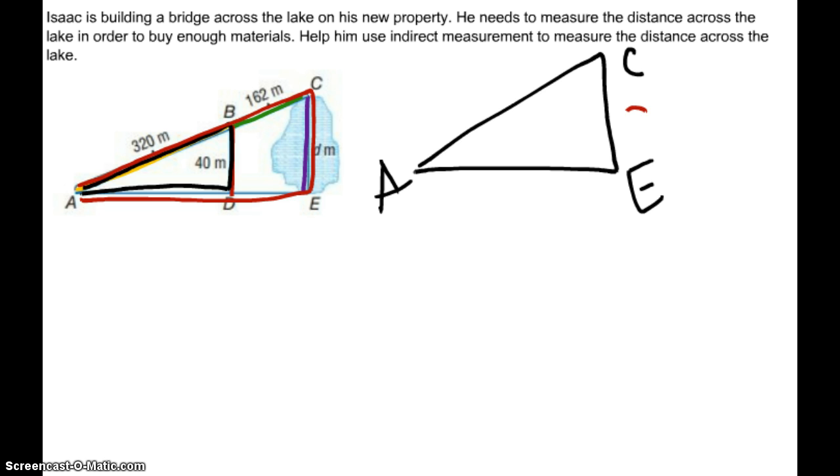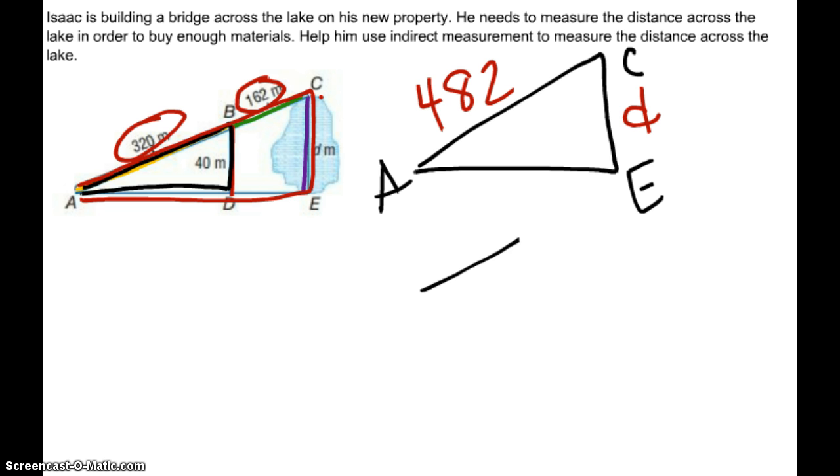So from C to E is D meters. That's what we're actually looking for. And from A to C, that would be 320 meters plus this 162 meters, which is going to be 482 meters. All right, so that was the big triangle.